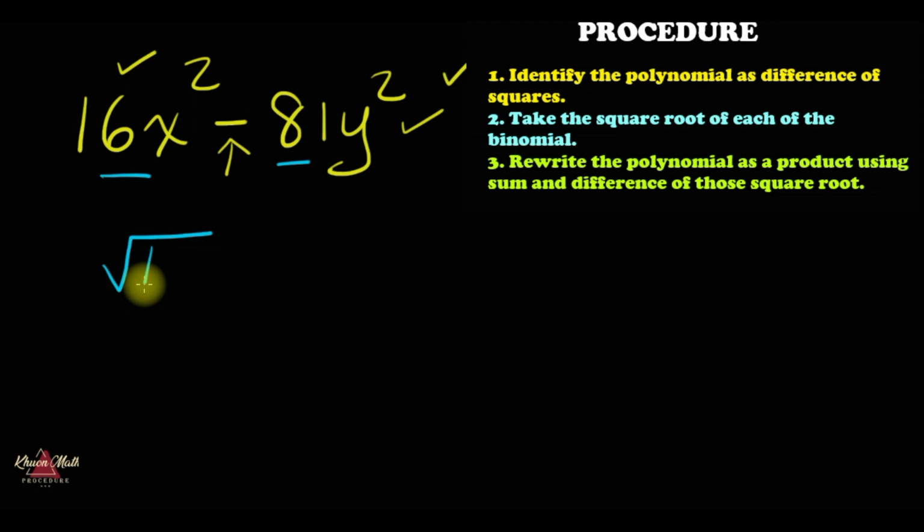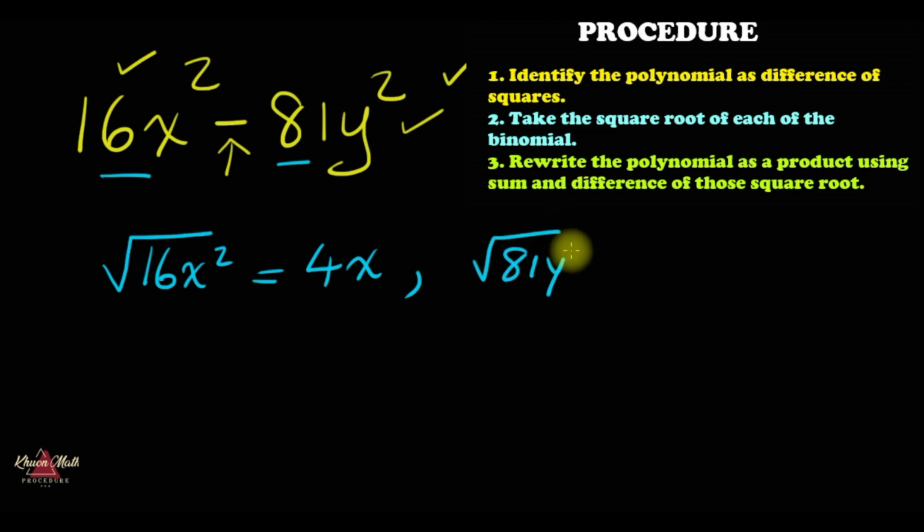So here's the square root of 16x squared. What is the square root of 16x squared? Well, that's 4x, because 4x times 4x is 16x squared. What about the square root of 81y squared? Well, the square root of 81y squared is 9y. Okay? So that is step number 2.